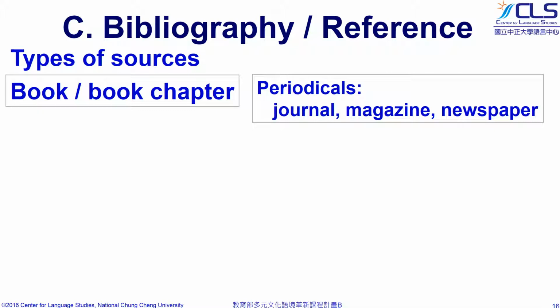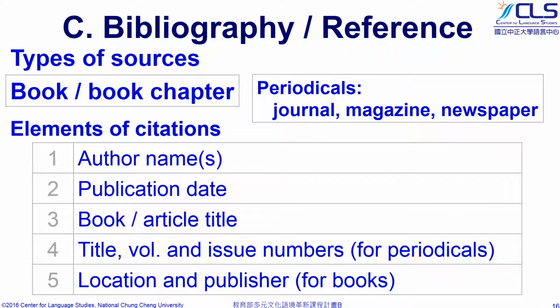Next, let's look at types of sources and elements of citations. In this lesson, we're focusing only on the books and periodicals in print, so there are 5 elements to be included in the bibliography or reference depending on which type of source we cite.